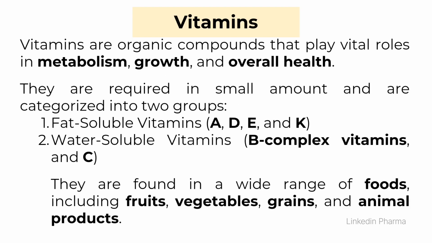Vitamins. Vitamins are organic compounds that play vital roles in metabolism, growth, and overall health. They are required in small amounts and are categorized into 2 groups. Fat-soluble vitamins: A, D, E, and K. Water-soluble vitamins: B-complex vitamins and C. They are found in a wide range of foods, including fruits, vegetables, grains, and animal products.